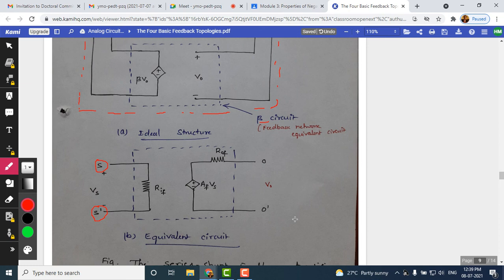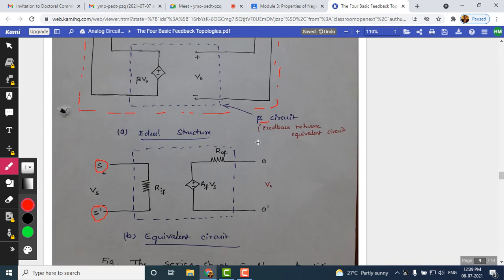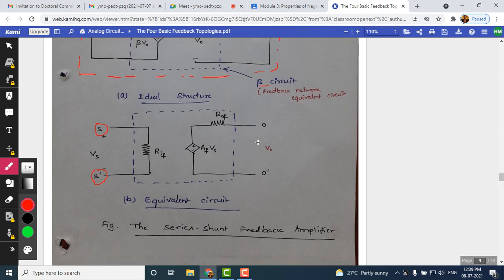Now what is inside this block diagram? Though we have different elements here, since this is a voltage amplifier with feedback, we can write this entire block diagram as a voltage amplifier with feedback.